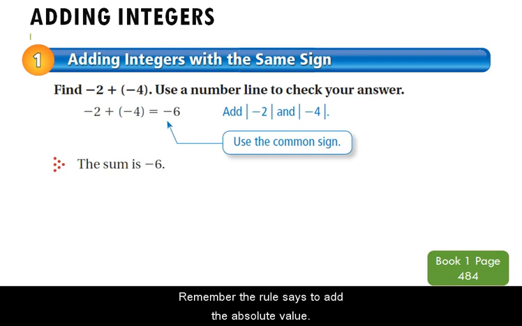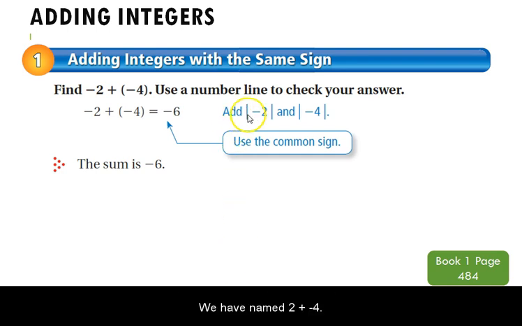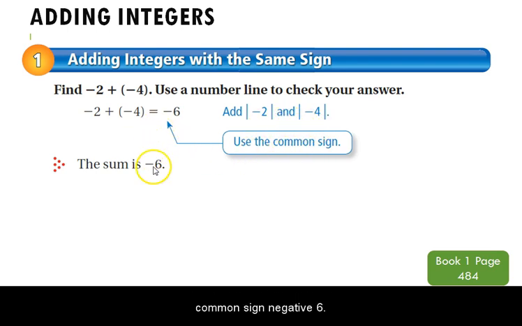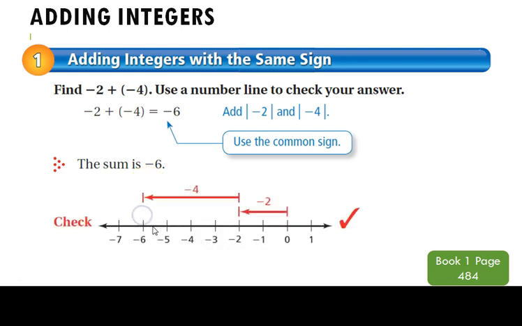Remember, the rule says to add the absolute value. So we have -2 plus -4. The absolute value will make this a 2, and we'll make this a 4. When we combine them, we'll get 6, and then we use the common sign, -6. Taking a look at the number line, our first number is -2. We always start at the 0, and when we go to -2, we move 2 spaces to the left. And when we're adding -4, we move 4 spaces to the left. Where do we end up? We end up at -6.